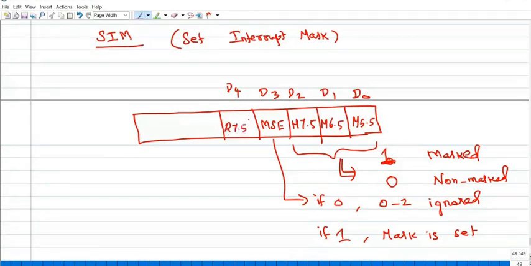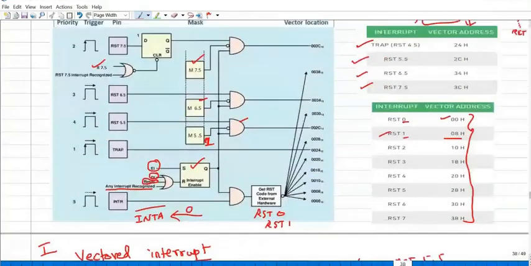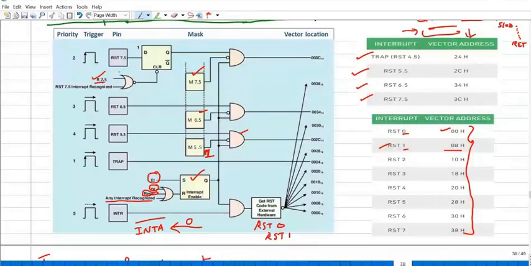R7.5, to reset RST 7.5 alone. Look at the interrupt structure. If you make this particular input high, this is a NOR gate. OR gate, if any one input is high, output is high. NOR gate, if any one input is 1, output is 0. If this is 0, it is cleared, meaning the queue is 0. So you can reset RST 7.5 manually by using the R7.5 pin.